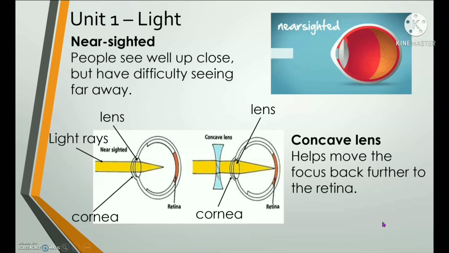So the question is, what type of lens should a nearsighted person use? Is it convex lens or concave lens? Very good. A nearsighted person should wear or should use a concave lens. Very good. Let's move on.